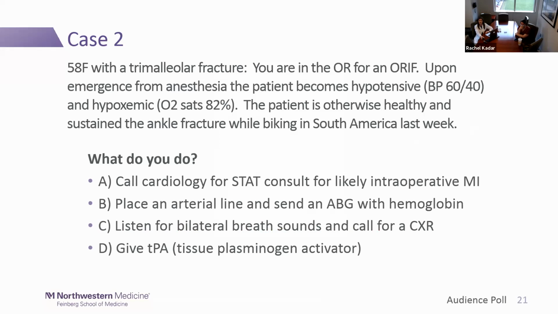A, call cardiology for a stat consult for likely intraoperative MI. B, place an arterial line and send an ABG with hemoglobin. C, listen for bilateral breath sounds and call for a chest x-ray. Or D, give TPA, tissue plasminogen activator. Okay, I think that sounds like certainly the most reasonable first step in this scenario.